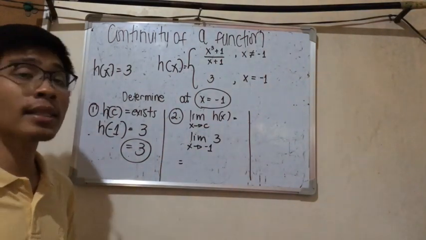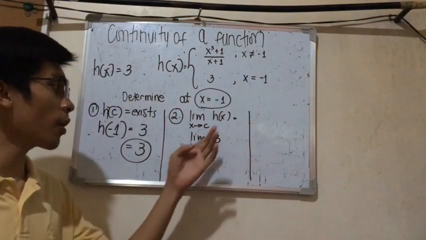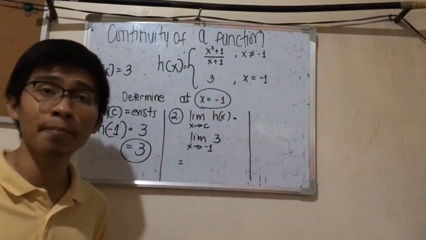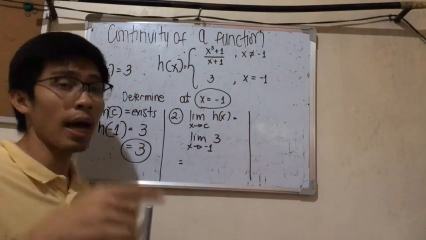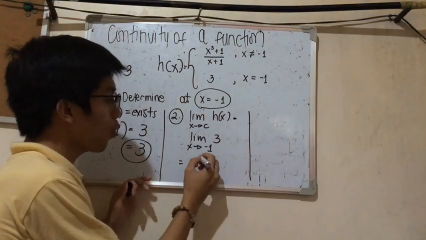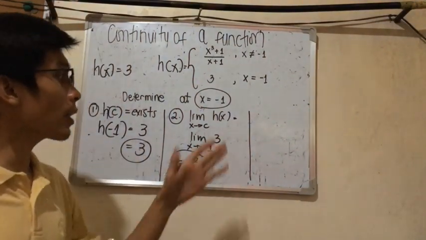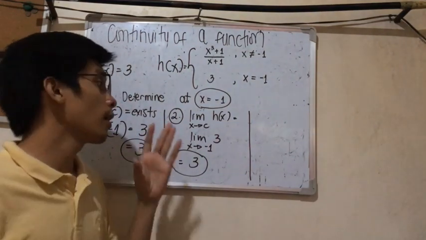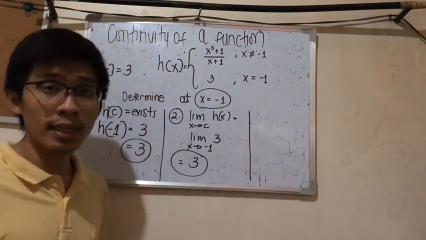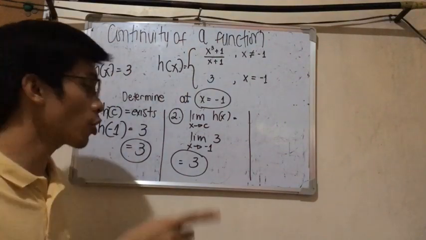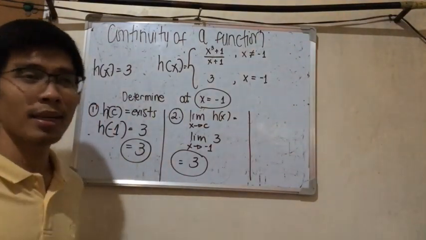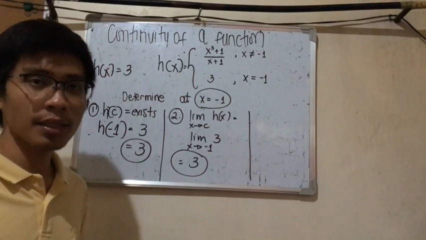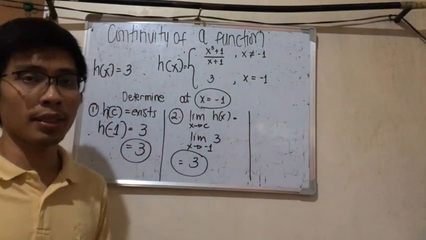In short, that is a constant rule. What is the limit of 3 as x approaches negative 1? That is 3, applying the constant rule. Question now. Does the limit of h of x as x approaches negative 1 exist? Yes, it exists, equal to 3. Meaning, condition number 1 checked, condition number 2 checked.